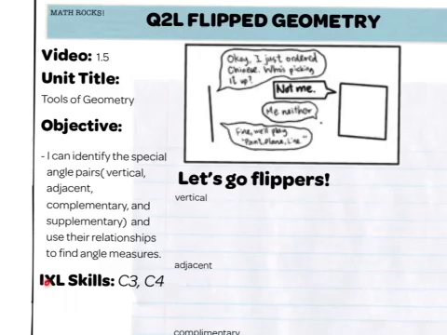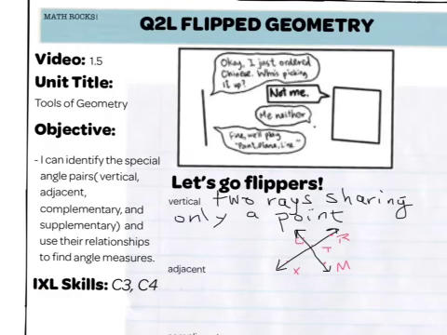So the first type of angle pairs that we're going to talk about are going to be vertical angles. Okay, so let's start with vertical angles. Vertical angles are two rays sharing only a point. That's right, only a point. So if we look at this picture, the two vertical angles that we have are CTR and XTM. And what's so really cool about this is that T is in the middle, and we see that that's the only point that they actually share.